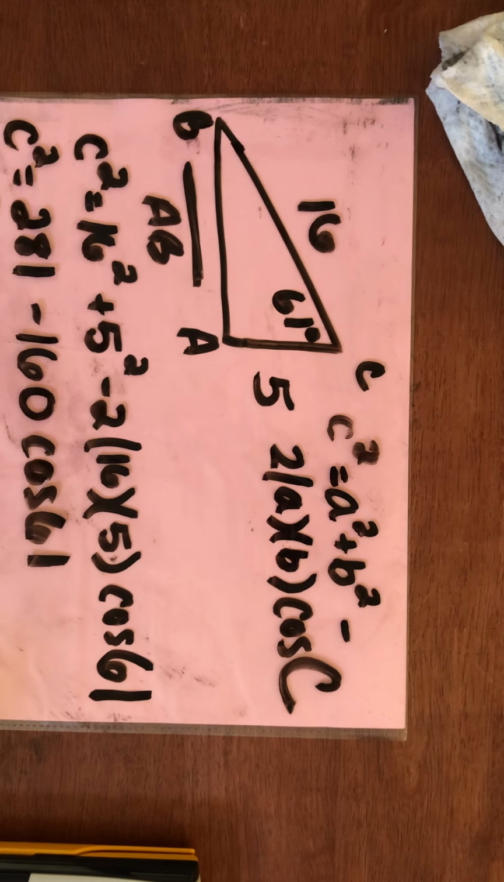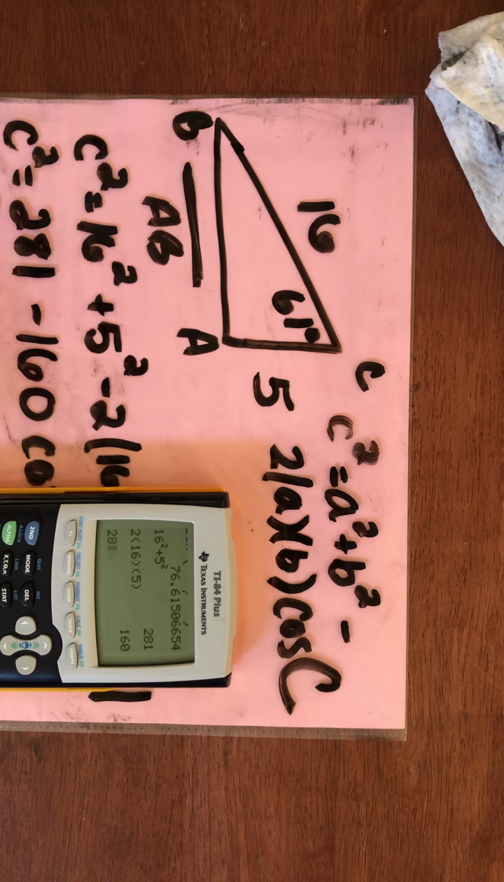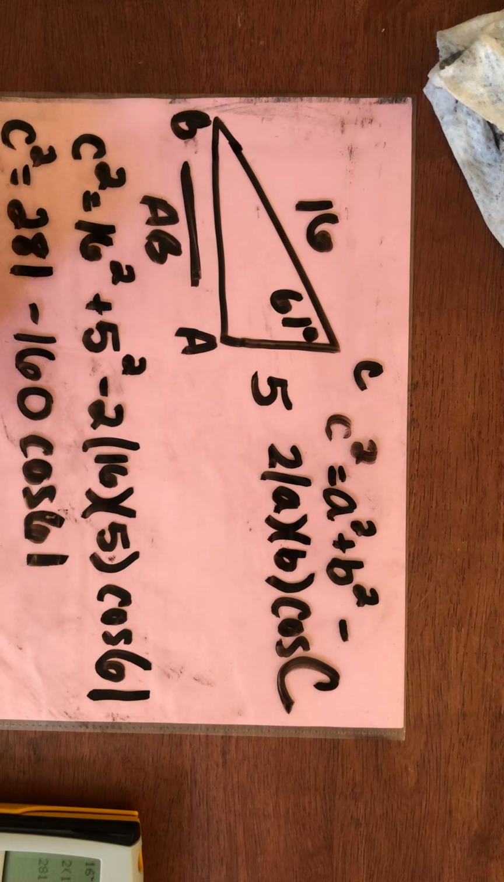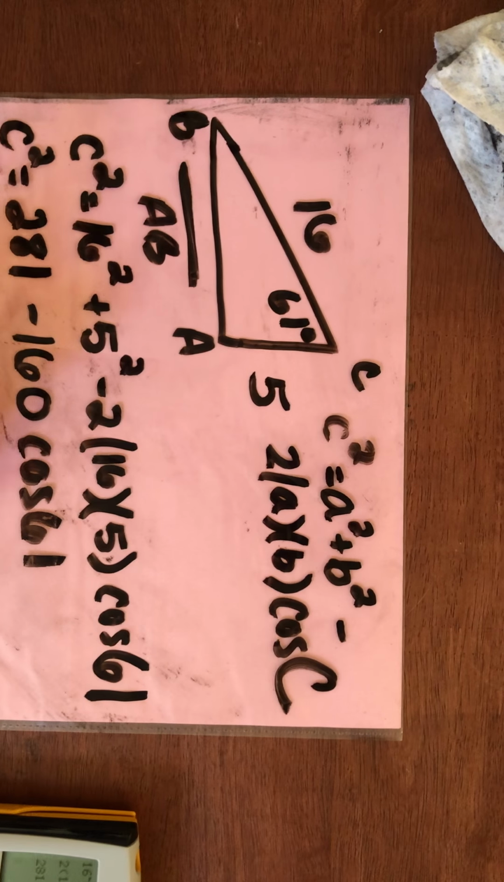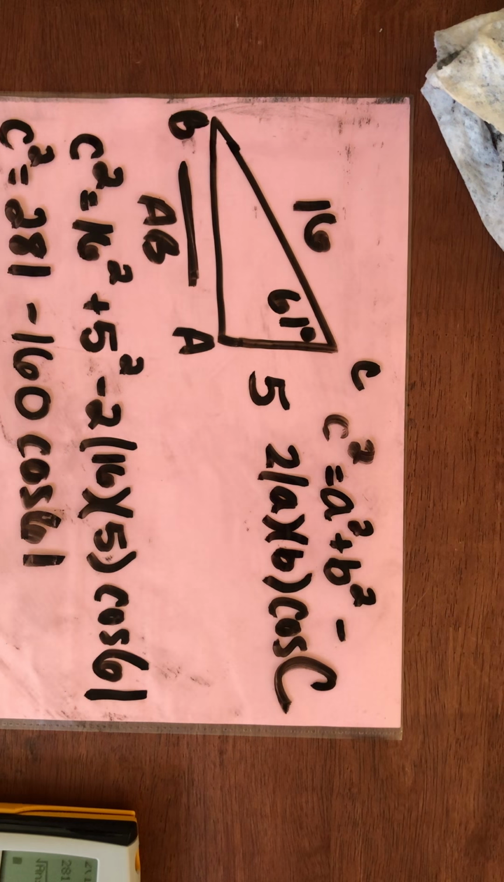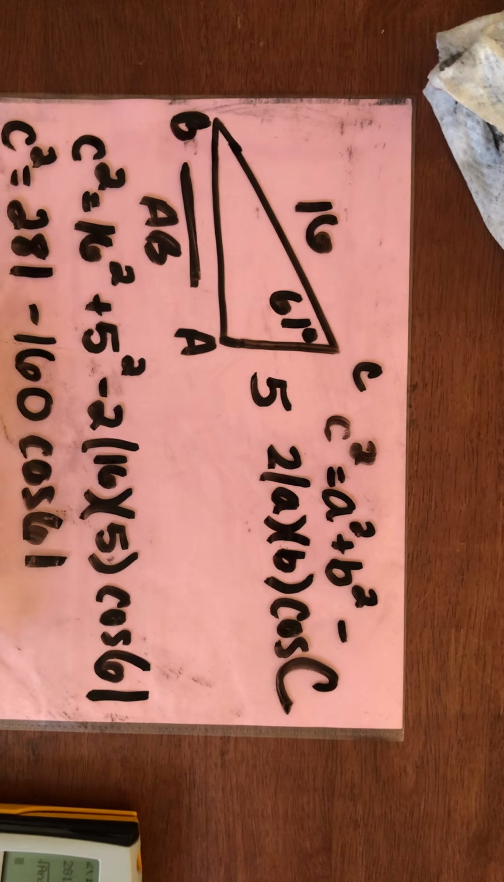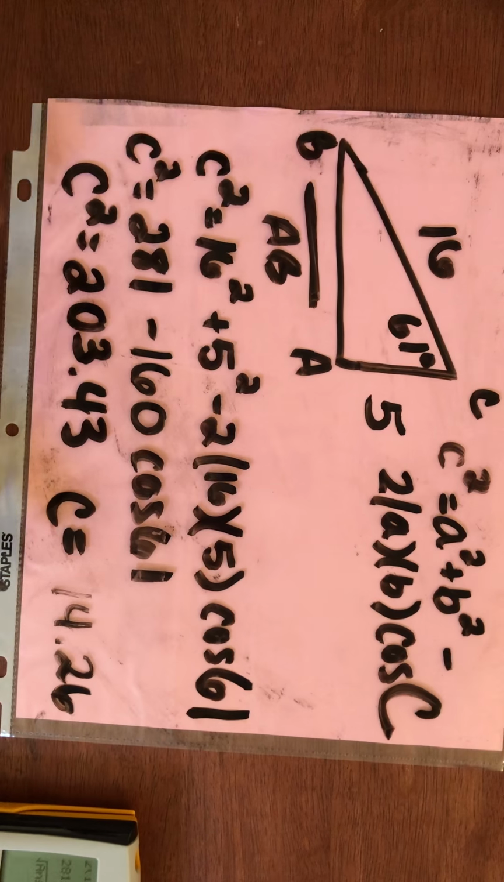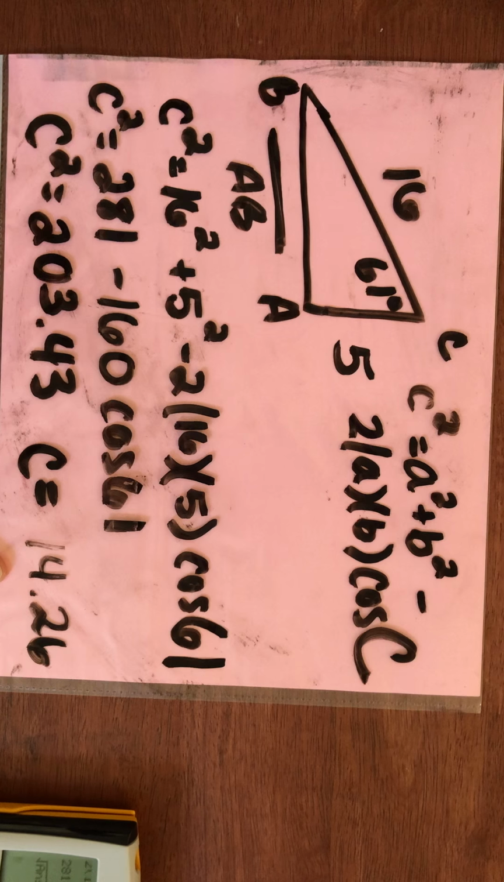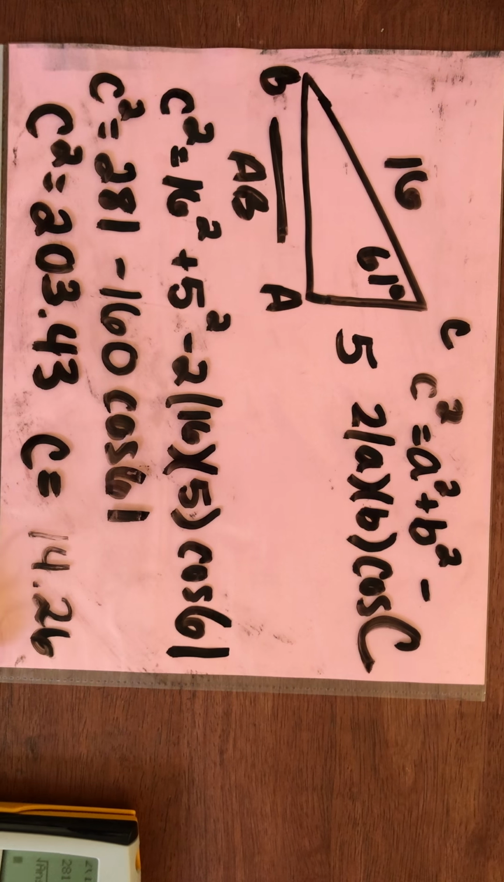All right, I'm going to type that all in. So 281 minus 160 cosine of 61, making sure that we're in degrees. We are. And we get C squared equals 203.43, and then we just take the square root of that, and we get 14.26, or about 14.3. Sorry, C squared is 203.43, and then we take the square root of that, and we get C equals 14.26.